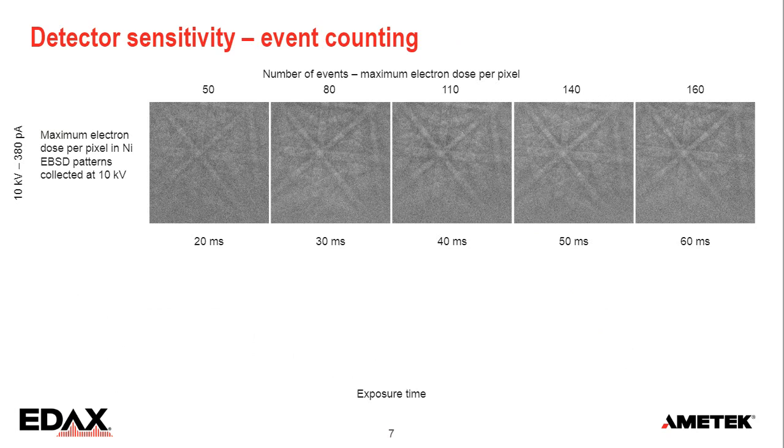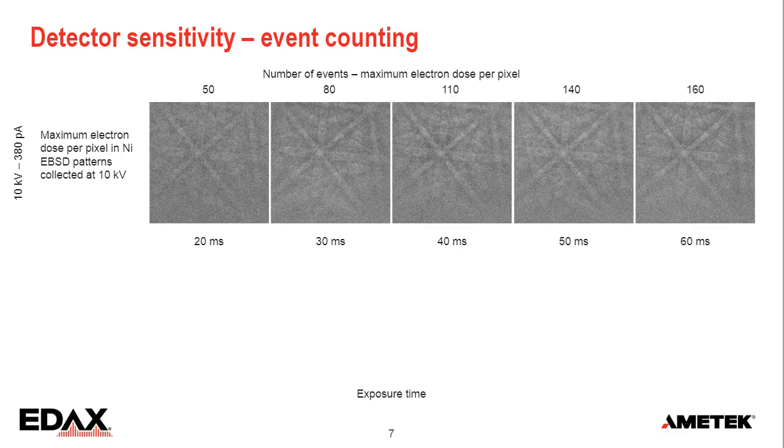And just to illustrate what that looks like, here is a sequence of patterns at 10 kV with a few hundred picoamp, and indicated here is the exposure time. At the bottom left, we have 20 milliseconds, and on average the maximum electron dose, it says here, is 50. So not very many electrons, and we get that in 20 milliseconds. And as we go to the right, it's just longer and longer exposure.